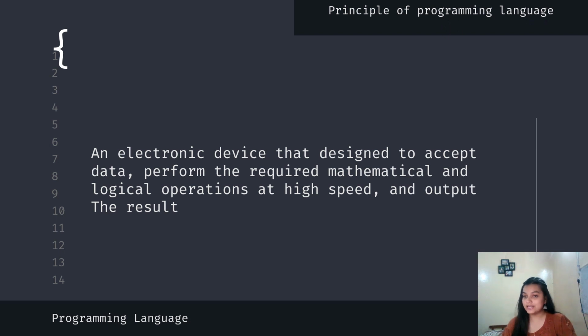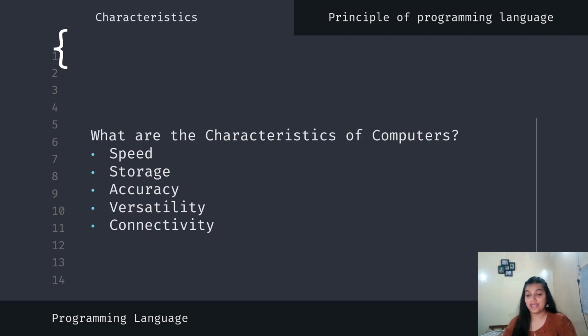So what exactly is a computer? It is an electronic device that is designed to accept data, perform the required mathematical and logical operations at high speed, and output the result. Talking about its characteristics, we have speed, storage, accuracy, versatility, and connectivity.